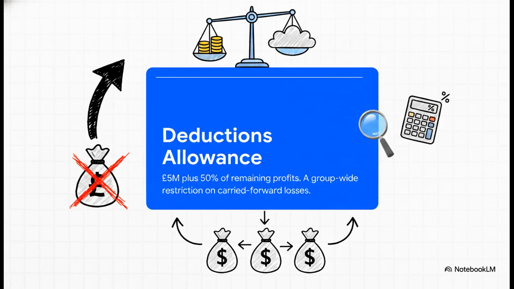But of course, there is a catch when carrying losses forward, and it's called the deductions allowance. This is essentially a group-wide restriction ceiling, and it's set at £5 million plus 50% of your remaining profits. Basically, the government says you cannot wipe out massive future profits entirely with old losses. However, the silver lining here is that a company can strategically choose exactly how they want to allocate this £5 million allowance across their different profit streams to truly optimize their overall tax position.